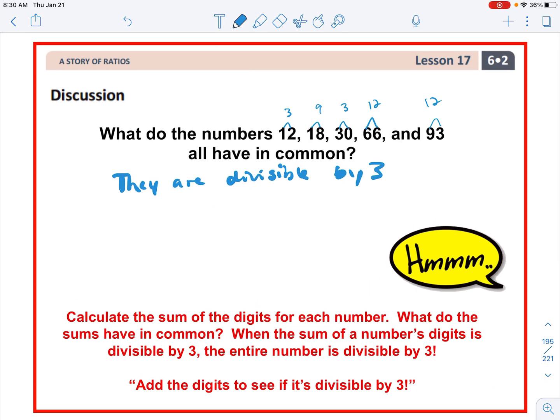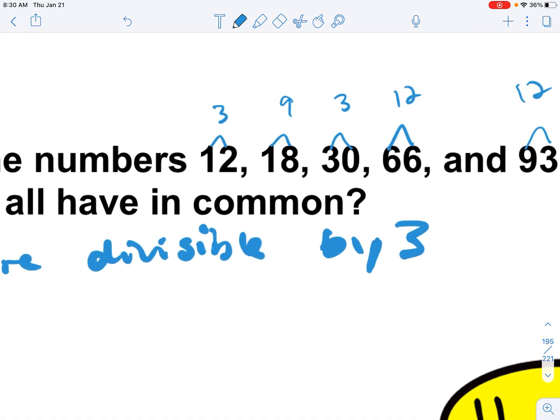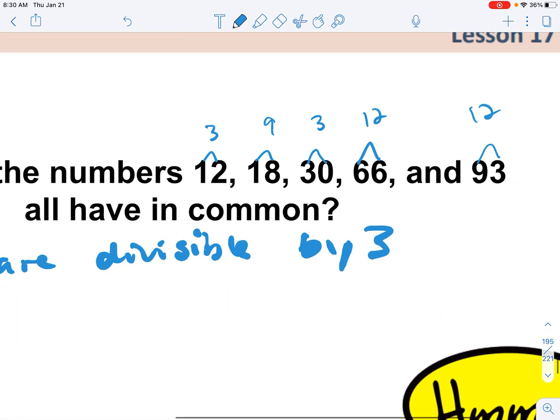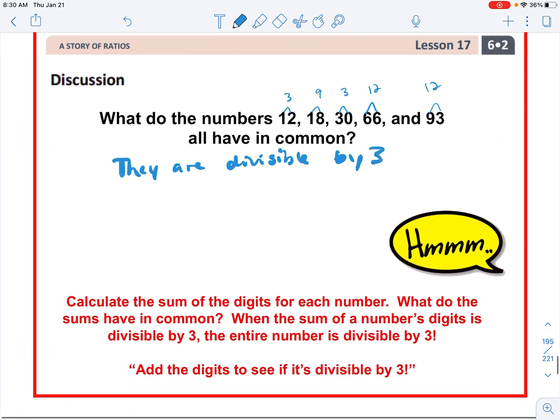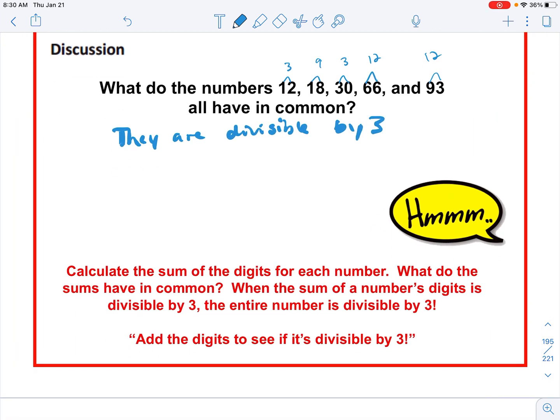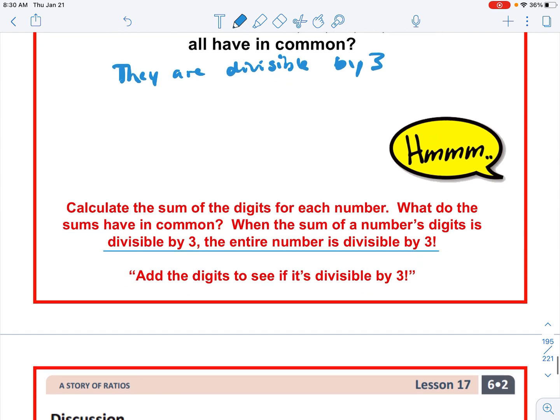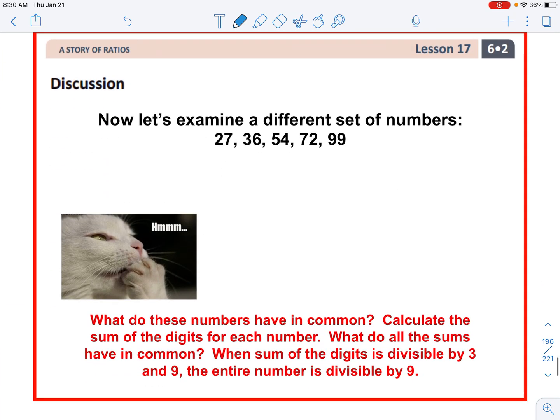Now, the rule in finding numbers divisible by 3 is you add up all the digits, and if the sum of those digits is divisible by 3, the whole number is divisible by 3. When the sum of a number's digits is divisible by 3, the entire number is divisible by 3. So add the digits to see if it's divisible by 3.